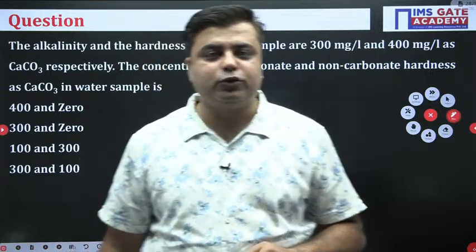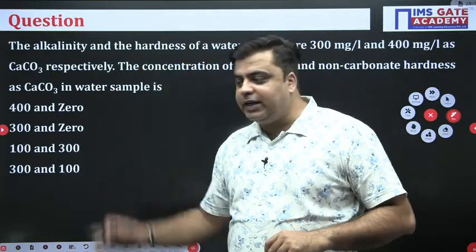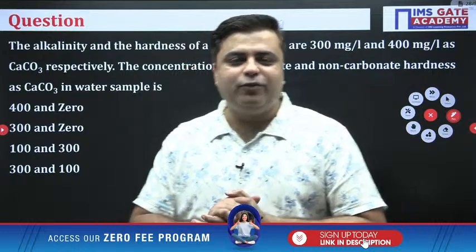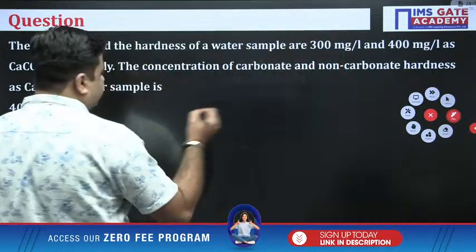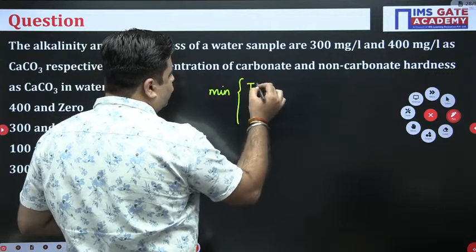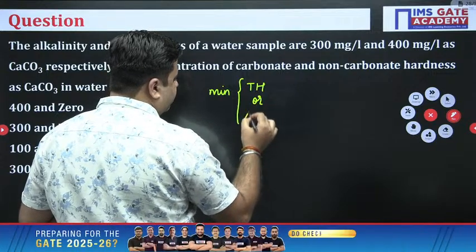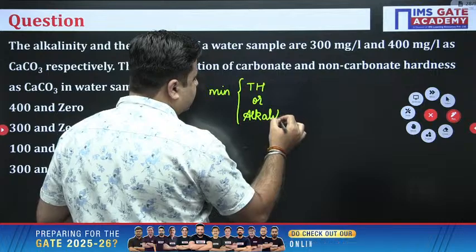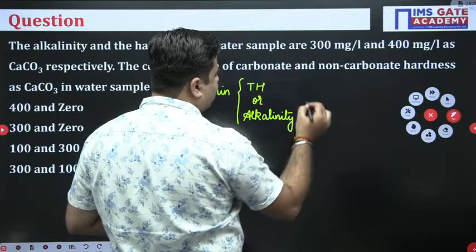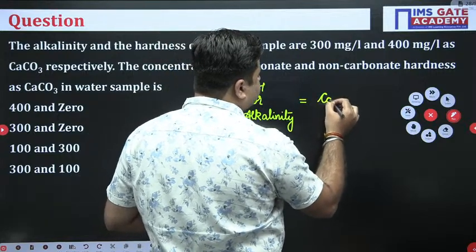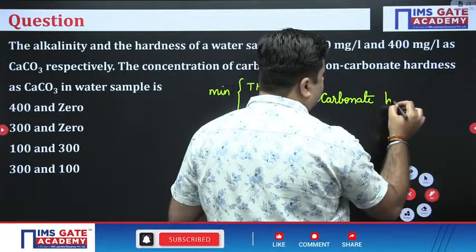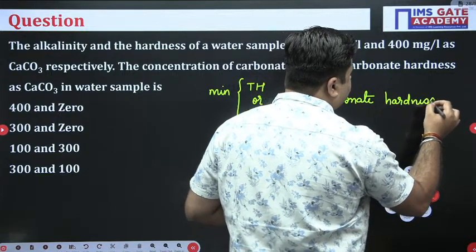You know the best thing for this question. Some of the students will write that data is insufficient to calculate carbonate and non-carbonate hardness. But we know the note point. And what does our note point say? Our note point says that the minimum of total hardness or alkalinity is equal to carbonate hardness.